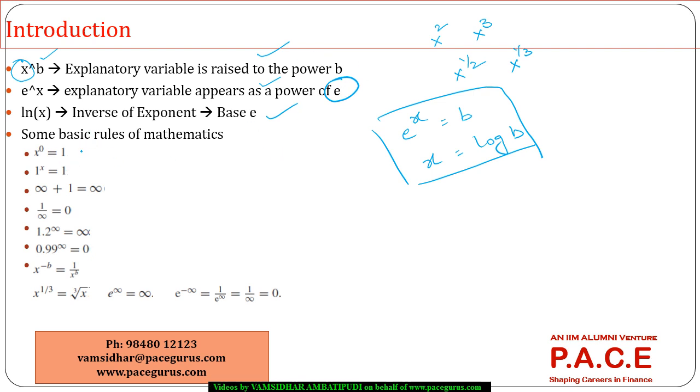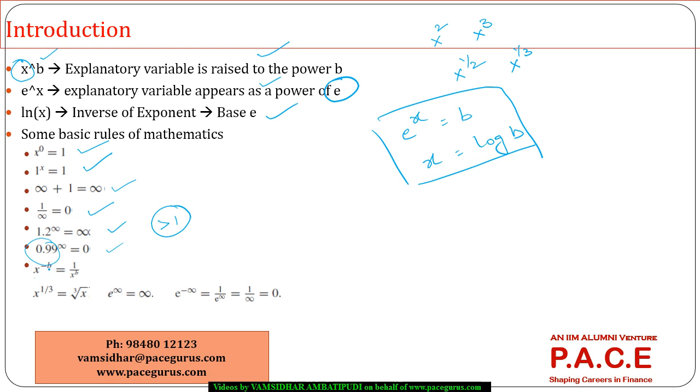Some of the basic rules, which I don't need to explain in depth. Anything raised to the power of 0 is 1. 1 raised to the power of anything is 1. Any number added or subtracted from infinity is still infinity. 1 by infinity is 0. Any value that is greater than 1 raised to the power of infinity is infinity. Any value that is less than 1 raised to the power of infinity is 0.